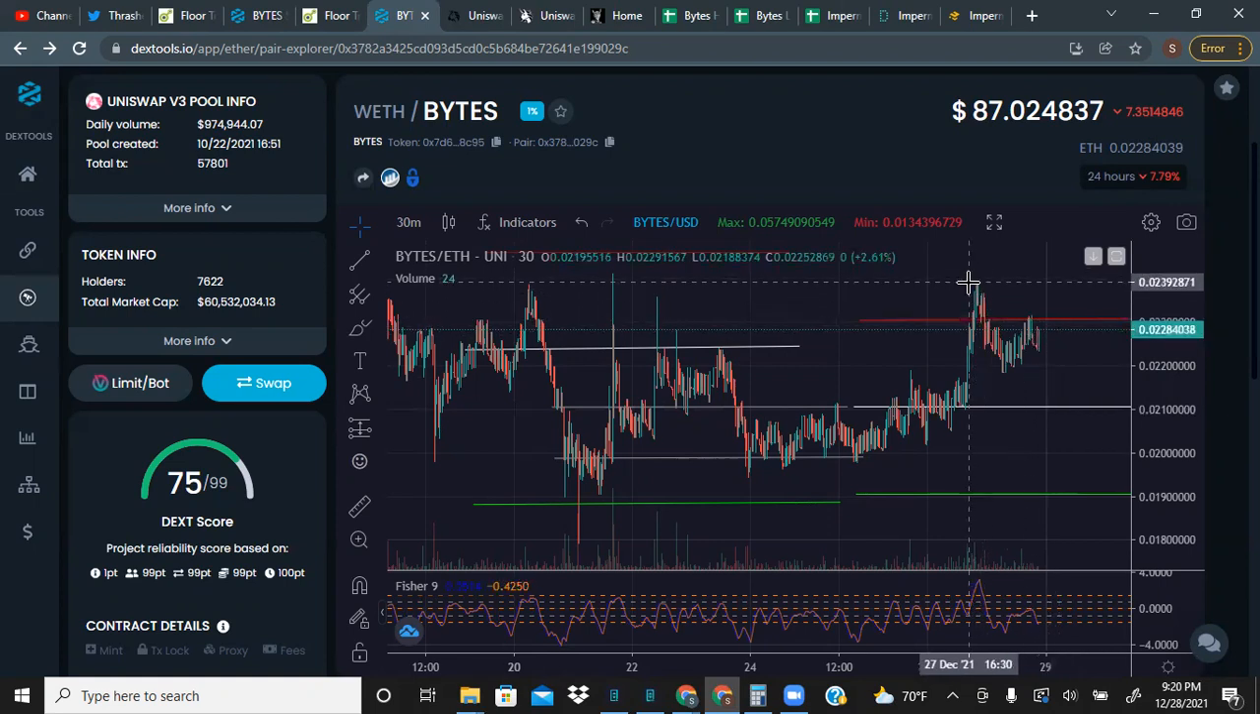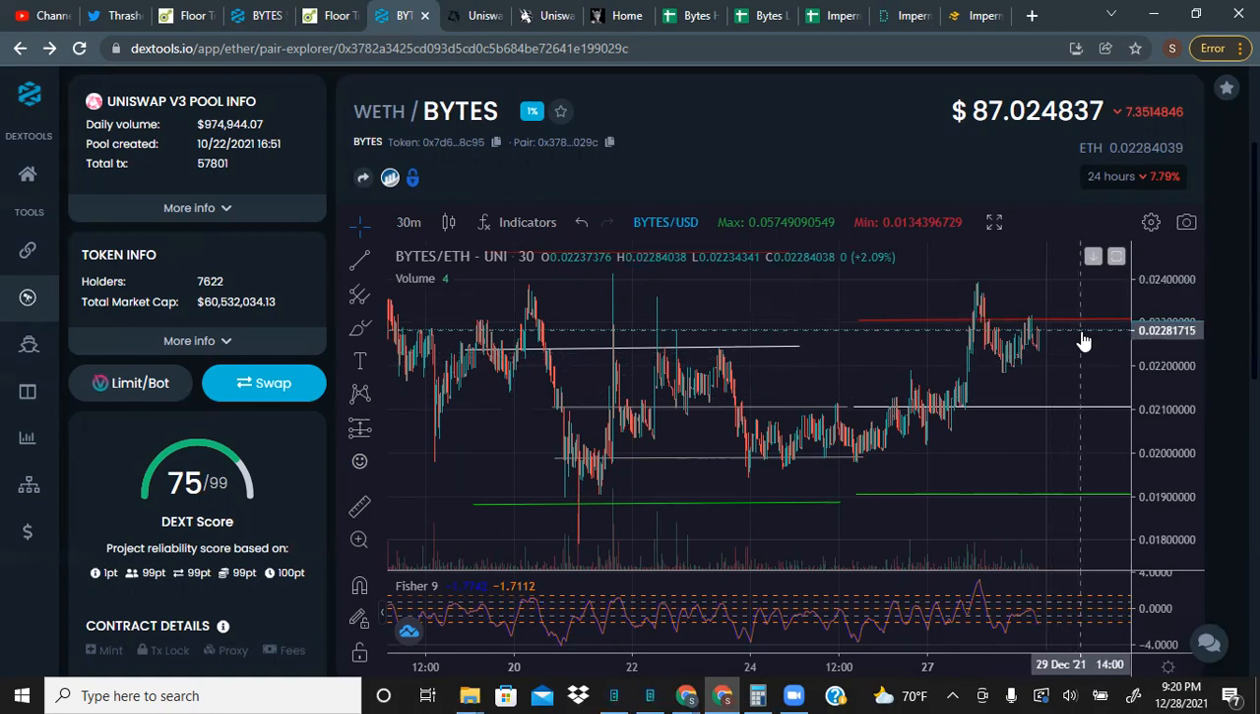I definitely didn't want to sell my bytes here because I feel like I have a couple hundred, but I really want more. And I feel like it wouldn't have been productive to just sell my bytes and then have to buy them back here. And what if it kept going? So I'm just going to keep holding those, and then hopefully I can accumulate more.